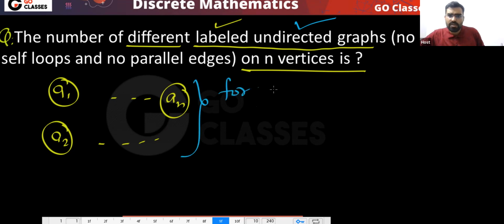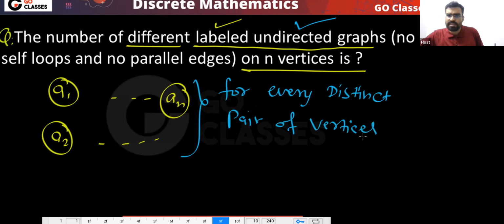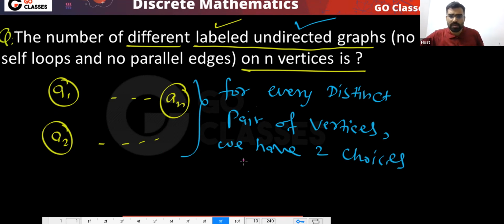So I can say that for every distinct pair of vertices, we have two choices. What are those two choices? Either you put an edge between them or you don't put an edge between them. Put edge, or don't put edge. Yes or no?